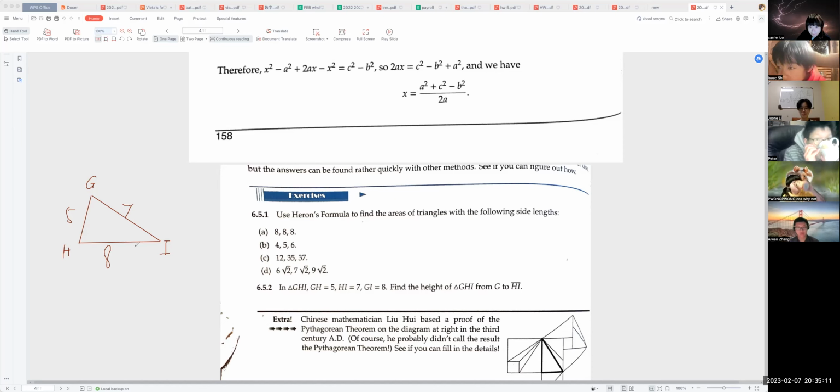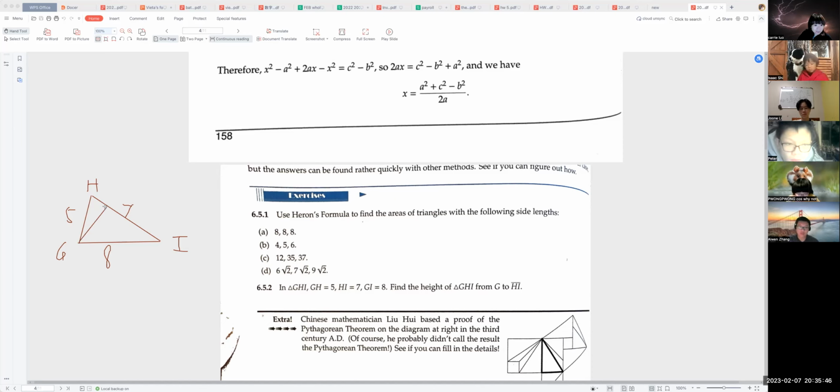Okay, so let's take a look at this one. So GH equals 5, HI equals 7. So, I'm gonna change it. This is G, this is H, this is I. Okay, so let's just make it like that. Find the height of GHI from G to HI. Oh, I said it backwards, it doesn't matter. Okay, so everybody, it's gonna be like that. Wow, that's a very straight line.